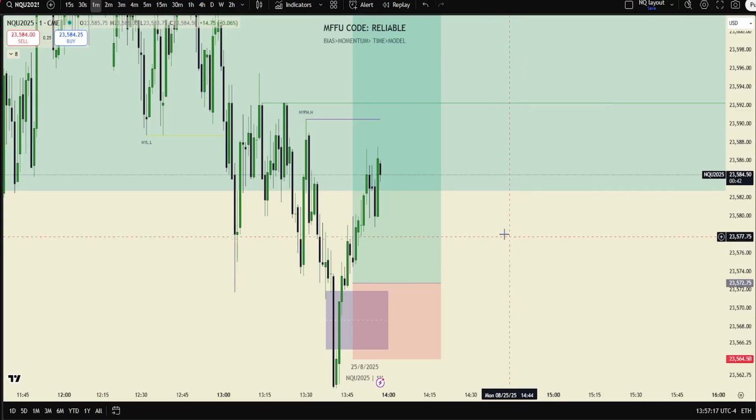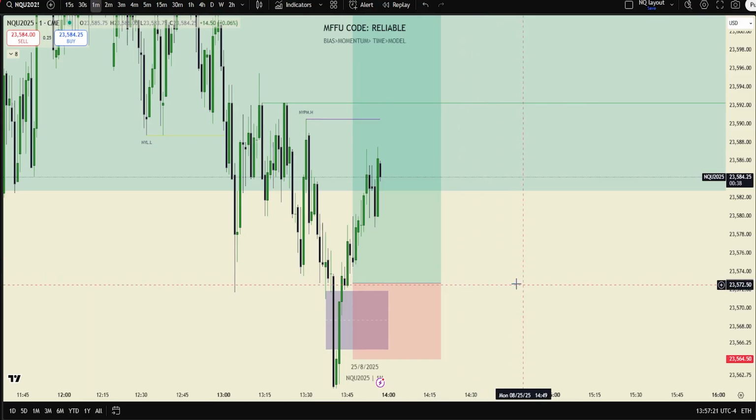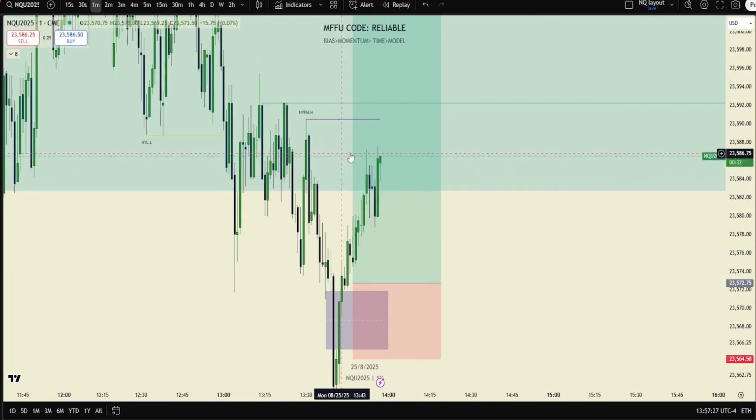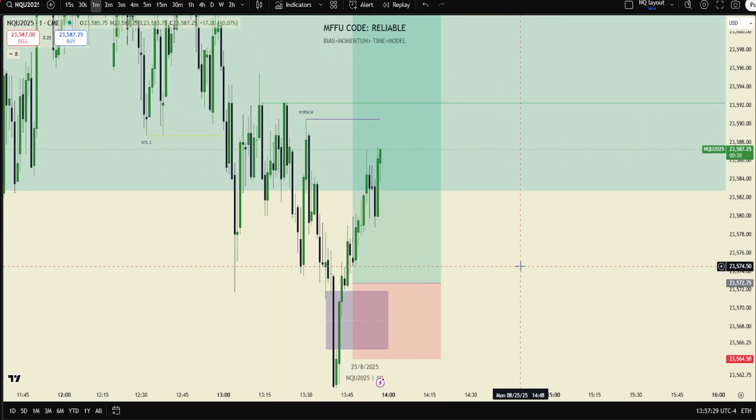So I think I would go break even. I think if I was in this trade, I would be break even, because now we kind of have an order block. There's not really any reason why price should head lower before hitting this high.